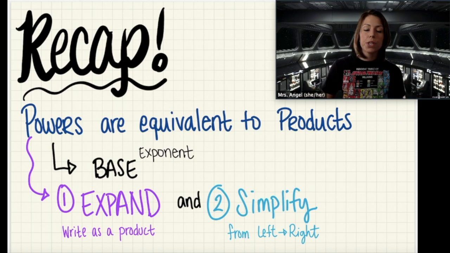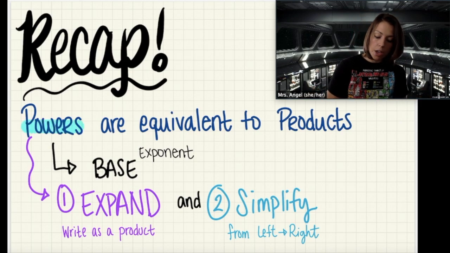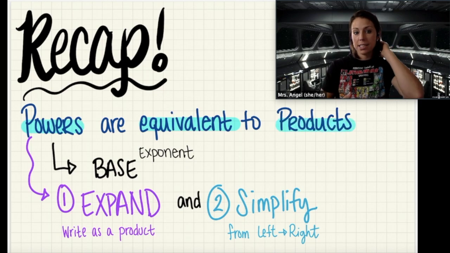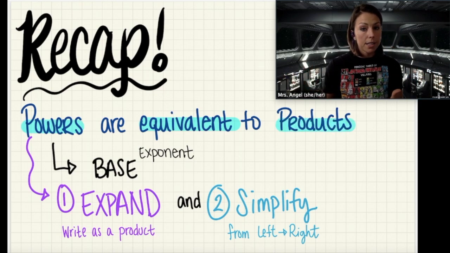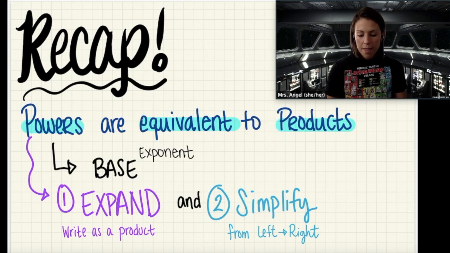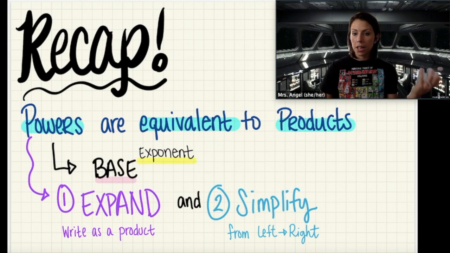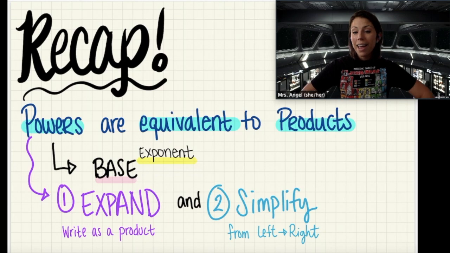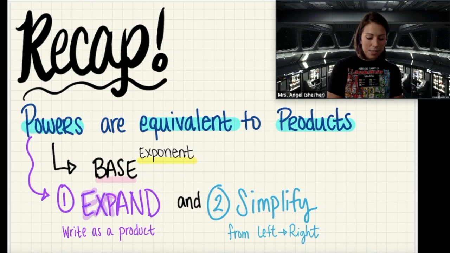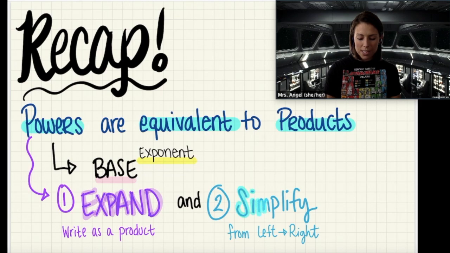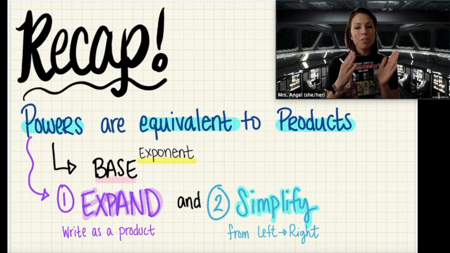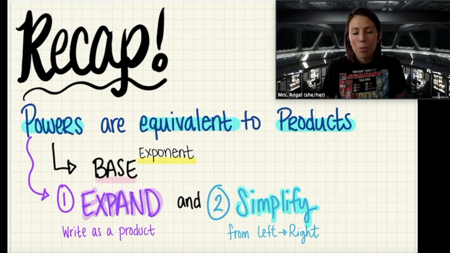So let's just recap. As we learned, powers are equivalent to products. That doesn't mean the expression would be classified as a product. It just means that they are equivalent. They are made up of the base, which is the number being multiplied by itself, and the exponent telling you how many times to multiply it. And every time you encounter a power, you think expand, which means to write it as a product, and simplify, which means to actually do that math from left to right. As long as you expand and simplify, you will not go wrong.